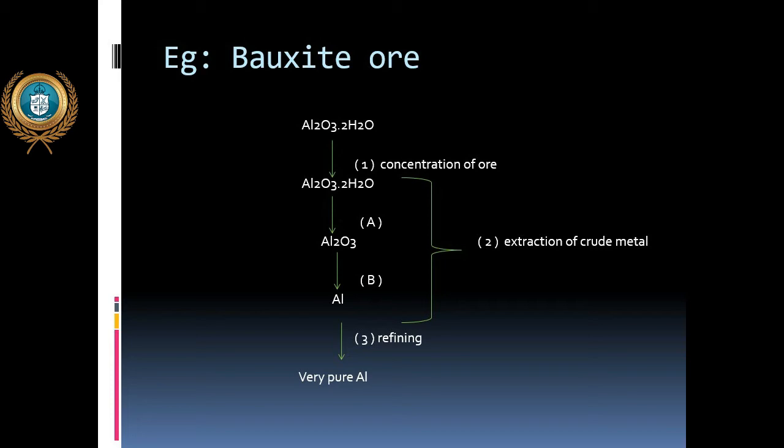Then, as I already said, in the extraction of crude metal, the second step has 2 steps. The first step is A, the second step is B. The first step is the ore converts to metal oxide. The ore is Al2O3.2H2O. What do we do with this? We convert it to metal oxide. So the water is removed and only the metal oxide remains. This is the first step. In the second step, metal oxide converts to metal. So from Al2O3 we extract only aluminium. This is the second step. Then third, refining. The aluminium we have got, we are refining into pure aluminium. This is the third step.